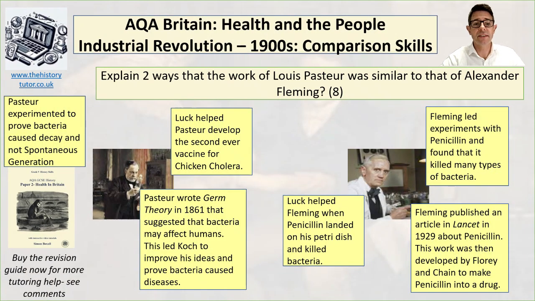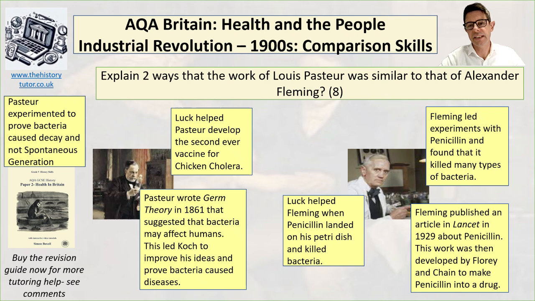Okay, so here's some ideas I've come up with. So firstly, Pasteur experimented to prove that bacteria cause decay and not spontaneous generation. Also, luck helped Pasteur develop the second ever vaccine for chicken cholera. And he also wrote germ theory. These are examples not quite in order. He wrote germ theory in 1861 to show that bacteria may affect humans, and this helped Koch develop his idea that bacteria cause disease.